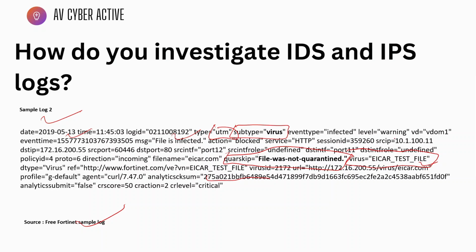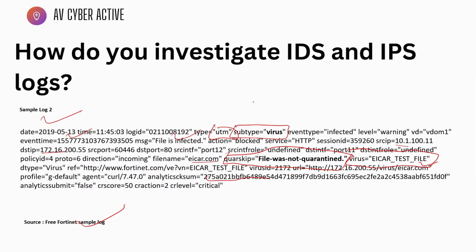It has also got a source IP, which means it came internally from your network, and then the destination IP where it sent the log, most probably your IDS/IPS system or some other kind of solution, the file name, eicar.com, and some more information.